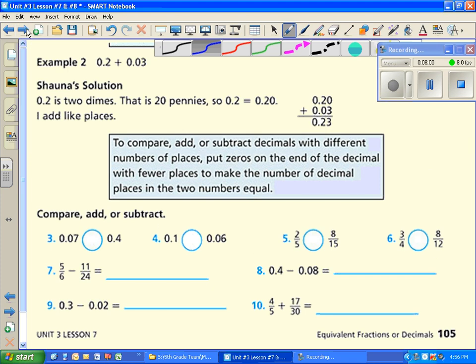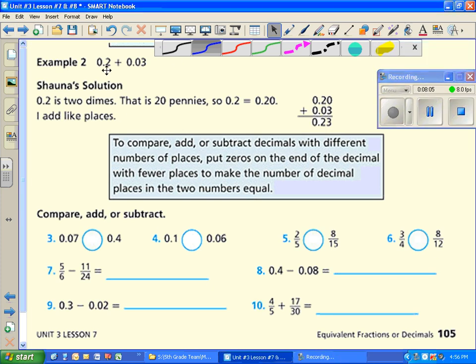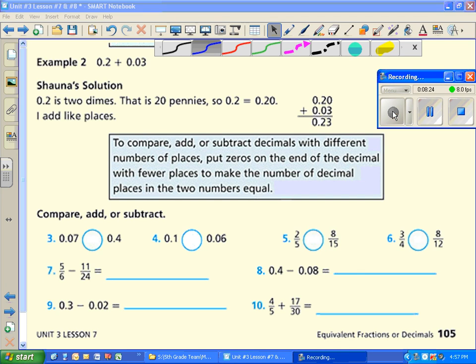Let's move on. All right, so now here we have another example of addition with decimals. 0.2 plus 0.03. It's 2/10 and it's 3/100. 2/10 is closer to getting a 1 than 3/100. But really, if you think about it, 2/10 is 2 dimes, and that's also equivalent to 20 pennies. So 2/10 is really 20/100. So then if you line them up, you have 0.20 plus 0.03, 3/100, which would be 23/100.